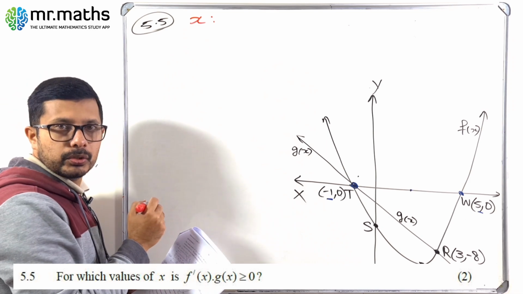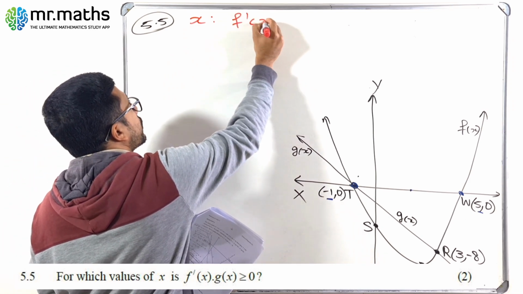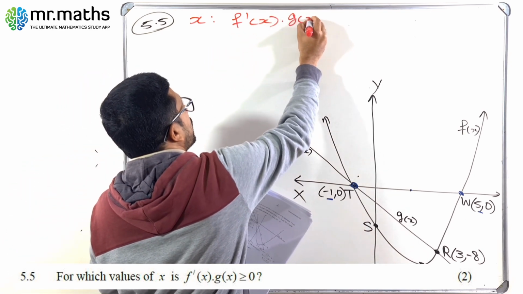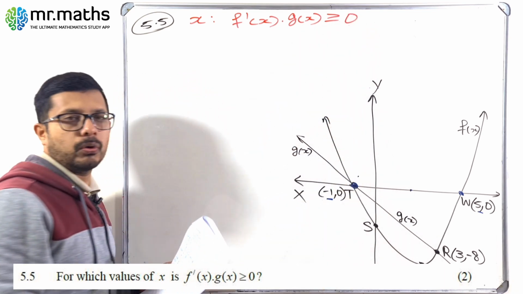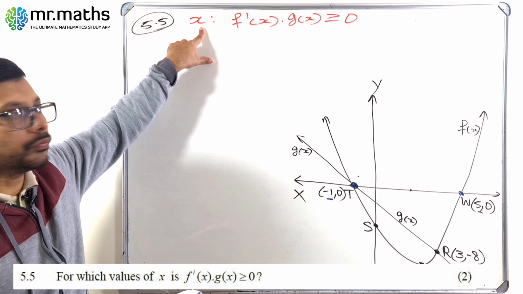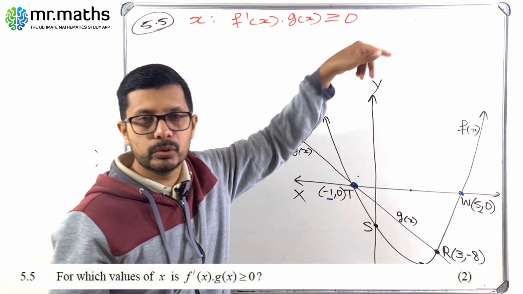You have to find the values of x, and what is the condition? f dash of x into g of x must be greater than or equal to 0. So you have to find the values of x where f dash of x into g of x is greater than or equal to 0.